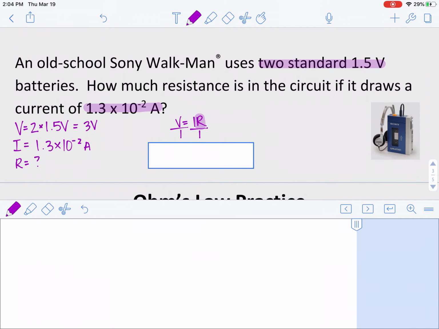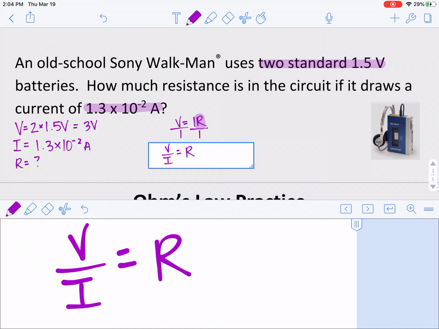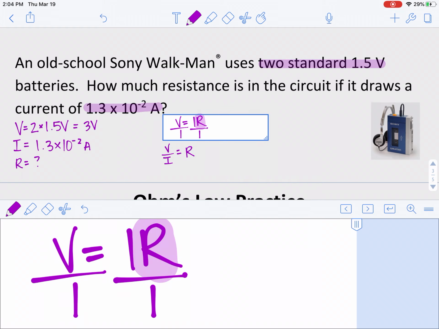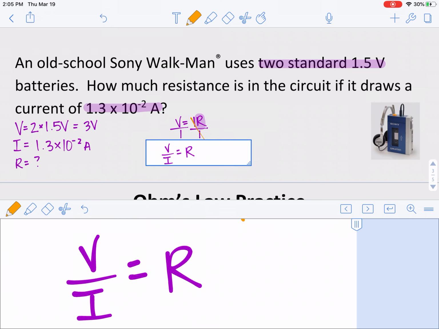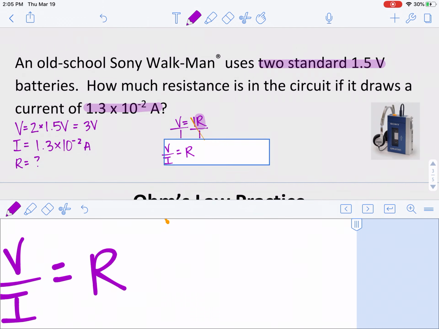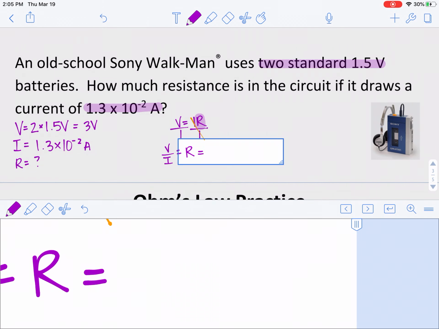So my left side will become V divided by I, or voltage divided by current, and my right side will simplify to resistance, which is good because that's what I want to solve for. It simplifies to resistance because when you have I divided by I, that's just simplified to 1. 1 times R is just R. So now that I have an equation that is solved for the variable that I need to find, I just plug in, since everything's in the units that I need. So resistance is equal to voltage divided by current.